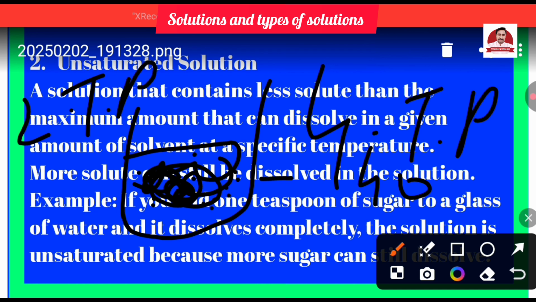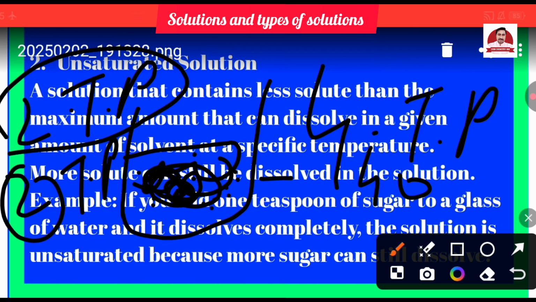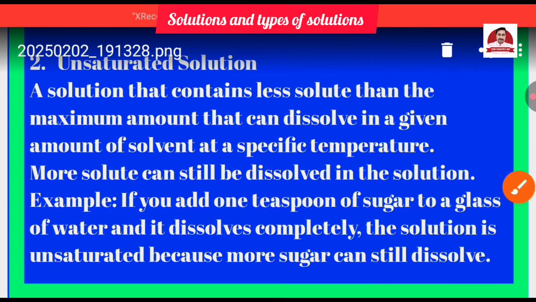teaspoons, and we know that it can dissolve a further 2 teaspoons, but we did not dissolve the additional 2 teaspoons. We dissolve only 2 teaspoons, and this solution has the capacity to dissolve a further 2 teaspoons of sugar. So at this stage this solution is called an unsaturated solution, which can dissolve a further amount of solute at a particular temperature.